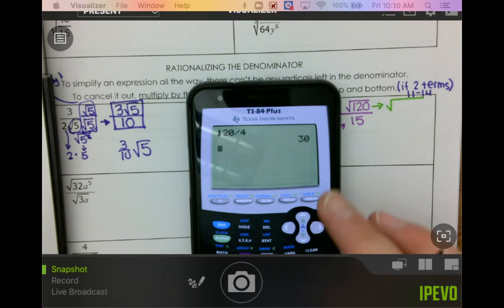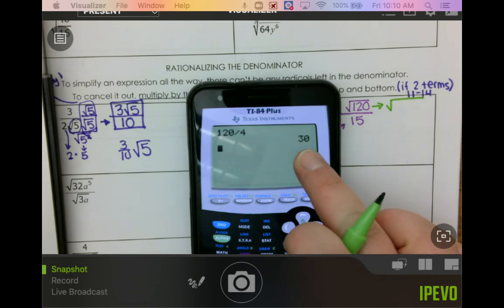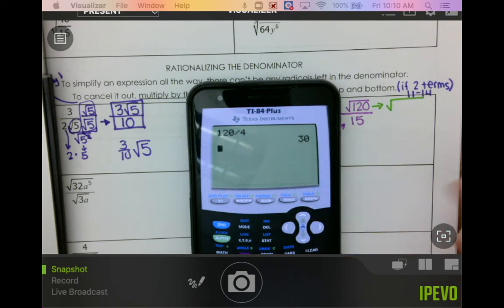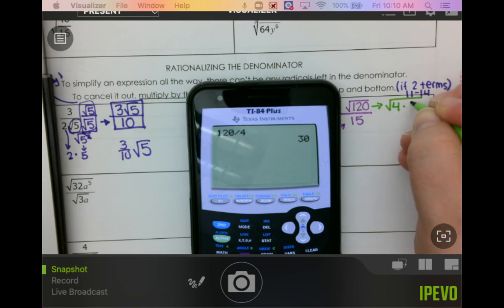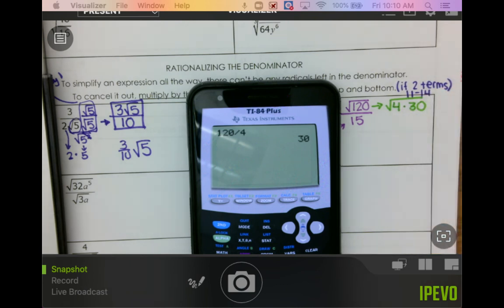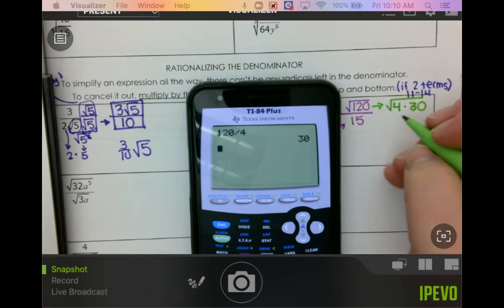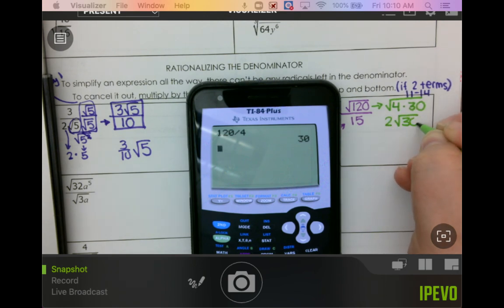Here's what you have to think about. Are there other numbers that go into 30? Yes. Are any of them perfect squares? 5 and 6, 3 and 10, 2 and 15, no. So that's actually all you can do. And then the square root of 4 is 2, so that gets to come outside. And the 15 stays on bottom.